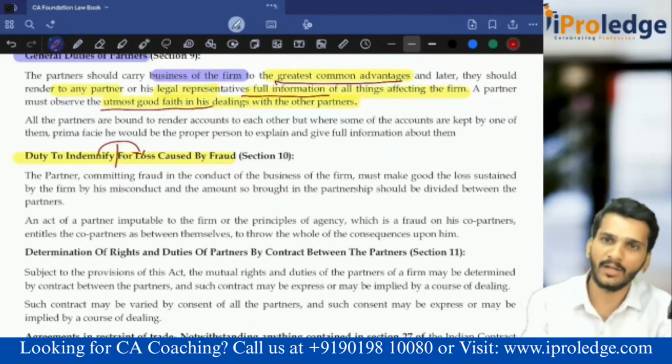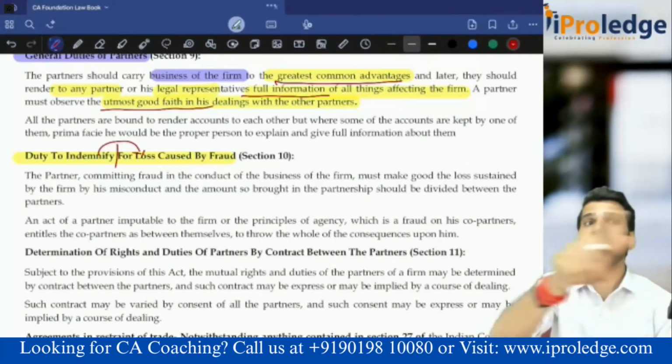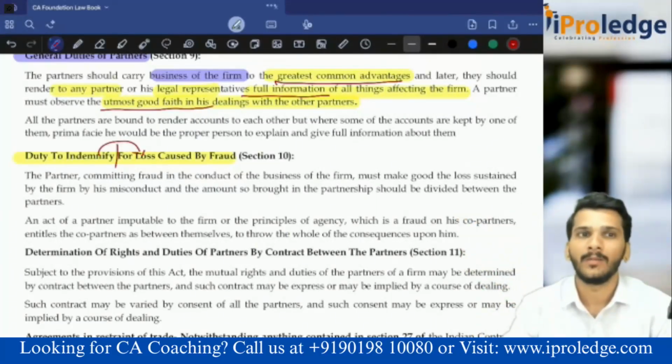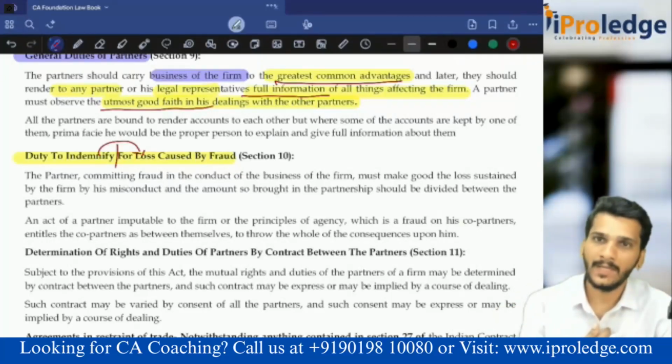But if it is acted by one party who is outside the authority, then it is the duty of him, the party who acted, to indemnify the other partners in the partnership. Because for all the acts of one partner, the other partners are also liable. Why should they pay for his fraud? That is why it is the duty of him to reimburse all the partners.